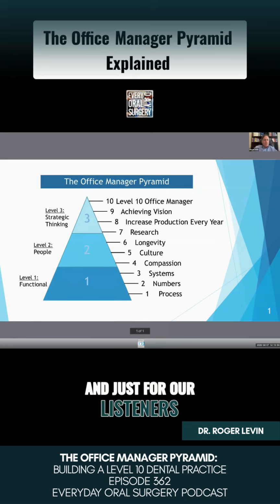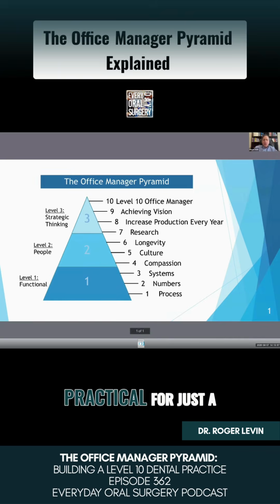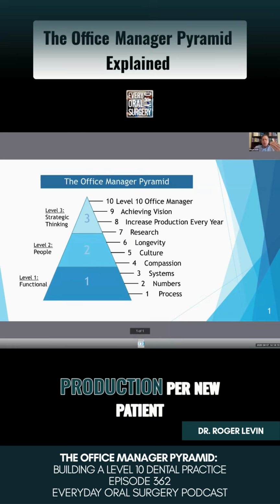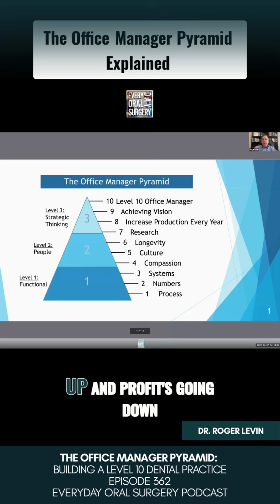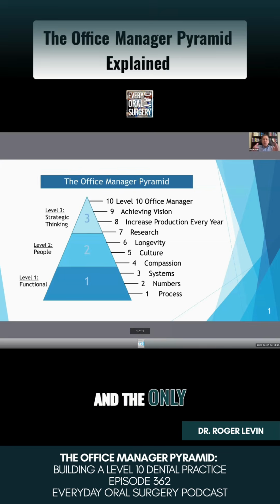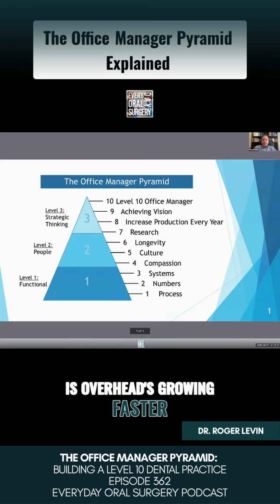And just for our listeners, to get very granular and practical for just a moment, I would focus first for this office manager on the production numbers. Total production, production per day, production per hour, production per provider, production per new patient, and production as a ratio of overhead. And watch overhead carefully, everybody. It is rising. We're seeing more practices than ever before where production's going up and profits going down. And the only reason for that is overhead's growing faster in some cases than profit.